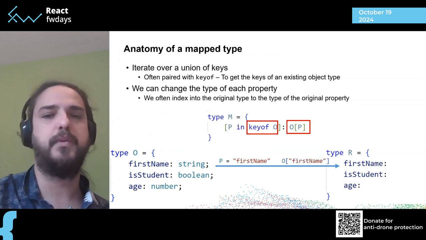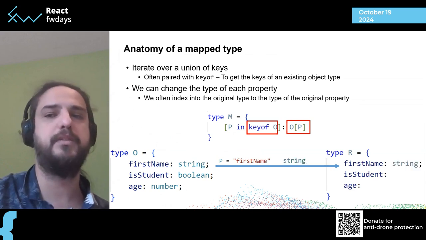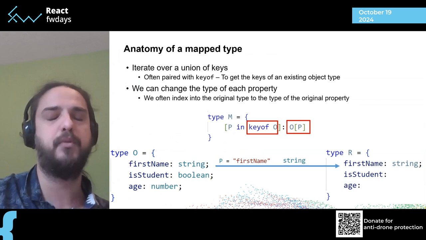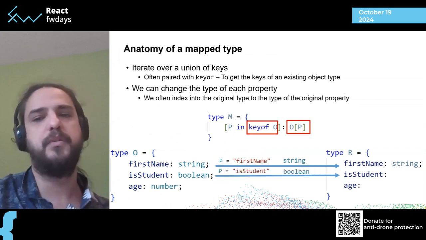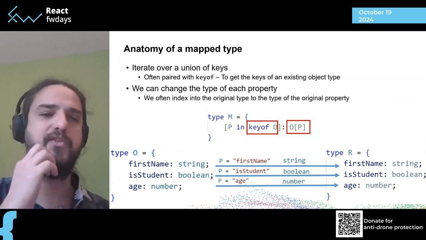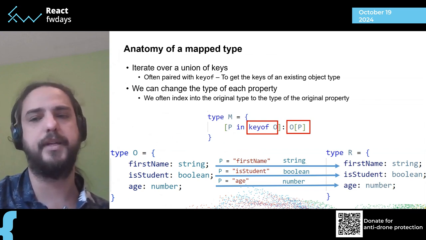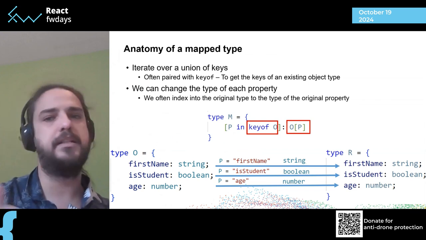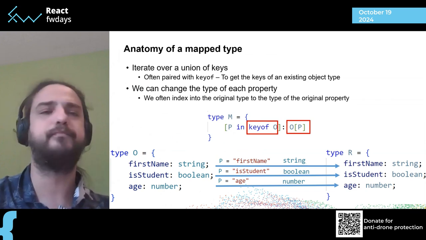So first, P is going to be first name, O of first name is going to be a string, and that's going to be the type for the first property in the resulting type. Same for student: O of student is going to be Boolean. That's going to be the type in the resulting type, and the same for age, right? We look up the type of age in the original type. So this is basically an identity mapping type. It doesn't actually do anything interesting.